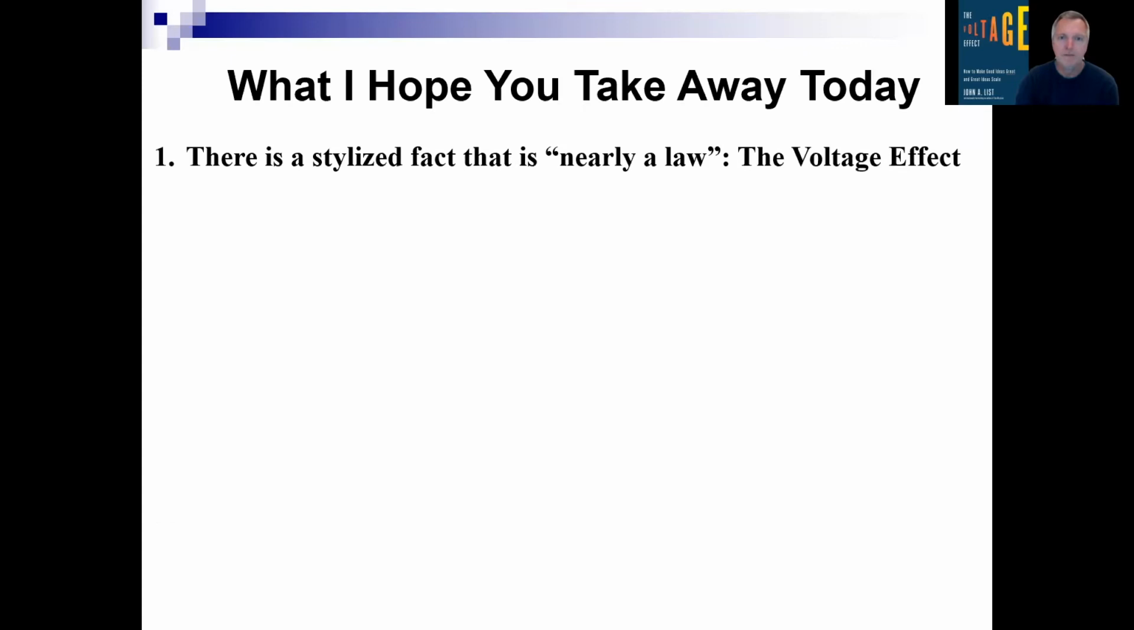Okay, very good. So let's get started. So let me start with what I want you to take away from today's lecture. I want you to, first of all, learn about this stylized fact that in economics, we don't really have quantitative laws like physics and the hard sciences have, but we have laws of demand and supply and law of comparative advantage. And with people, they basically come as close to a law as you can. I'm going to talk about something that I think is also nearly a law, and that's going to be the voltage effect.